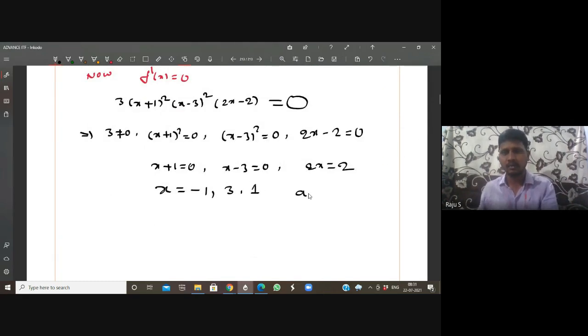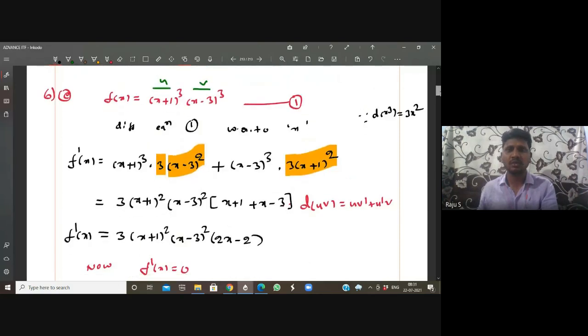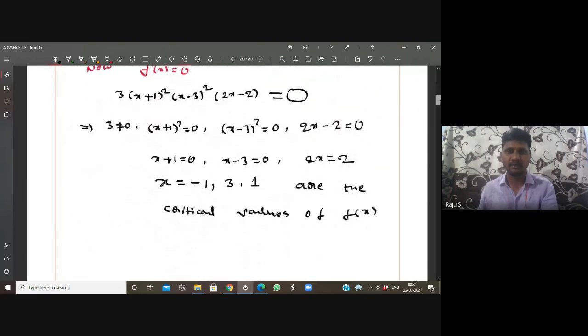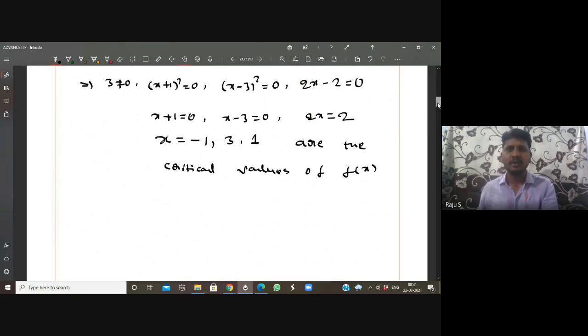So these are the critical values of f of x. Yes, is it clear? So in each and every question, you should write the proper steps like this. So these are the critical values of f of x. Now, what shall we do?